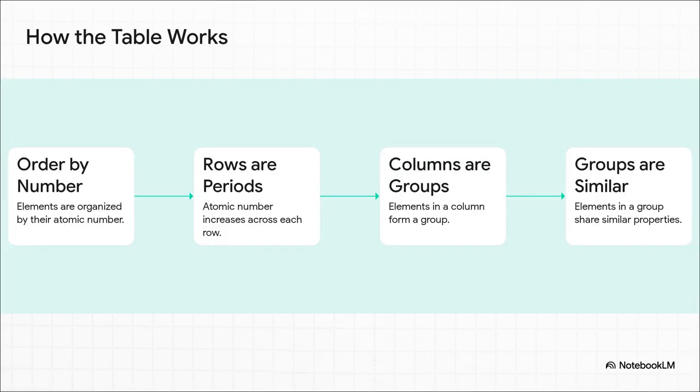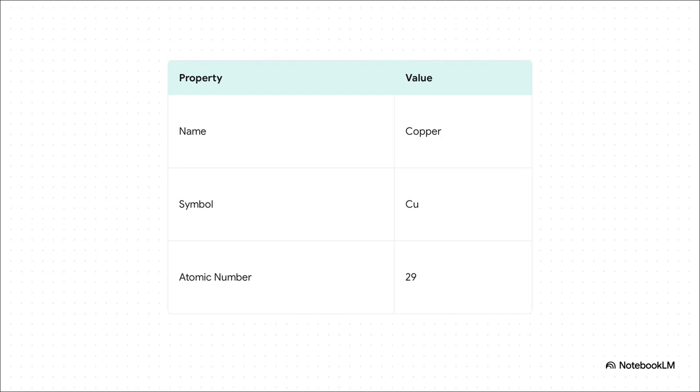So how does it work? Well, it's actually genius in its simplicity. First, everything is arranged by its atomic number. That's just the number of protons in an atom's core. As you read across the rows, called periods, that number goes up. But the real magic is in the columns, which are called groups. Elements stacked in the same group share similar chemical properties. Each little box on the table gives you the vital stats for an element. So if we look at our old friend copper, we see its name, its unique symbol, Cu in this case, and its atomic number, 29.